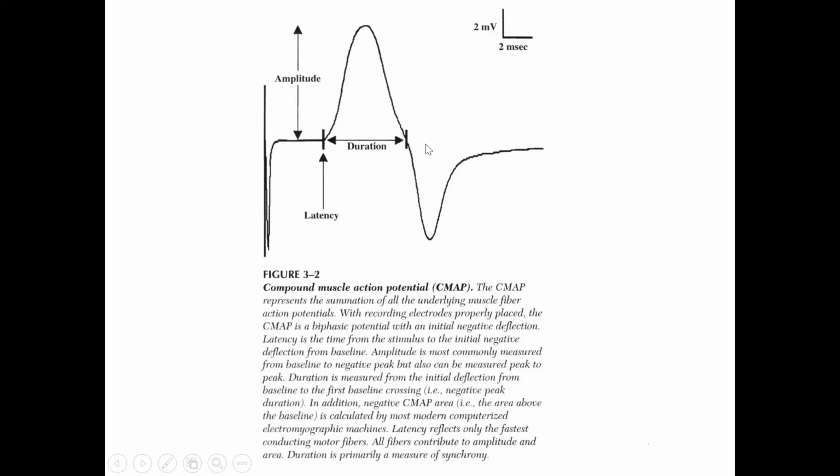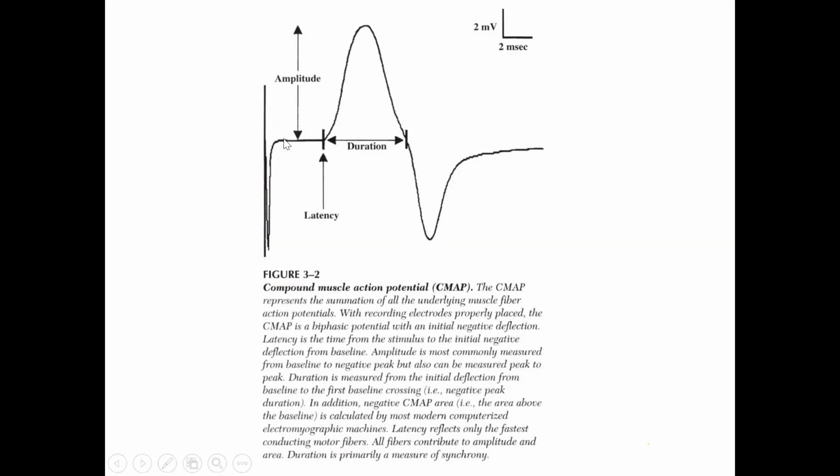In addition, the negative CMAP area, that is the area above the baseline, is calculated in most CMAP studies. This is the peak, that is the negative, and this is positive. In the entire EMG, this is negative and this is positive.